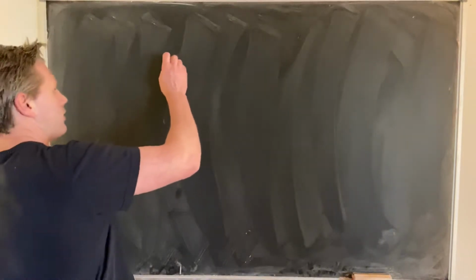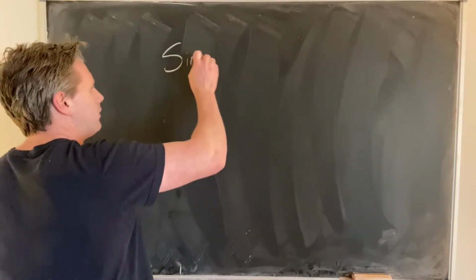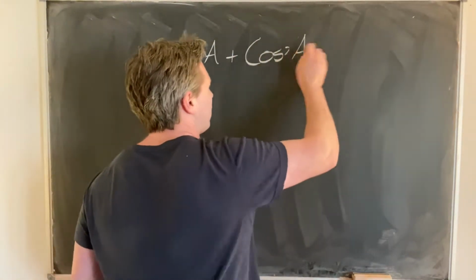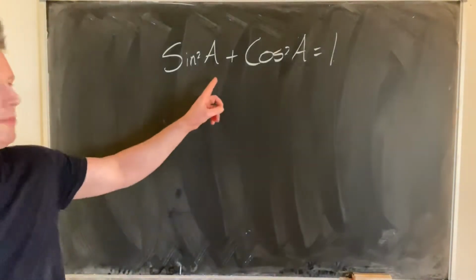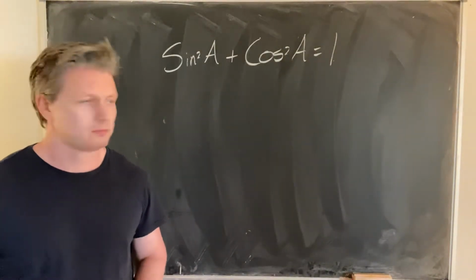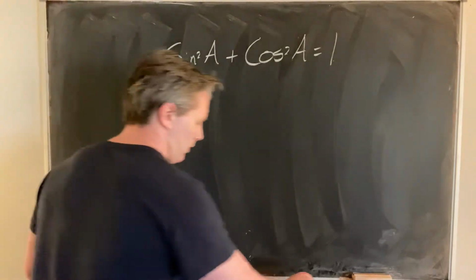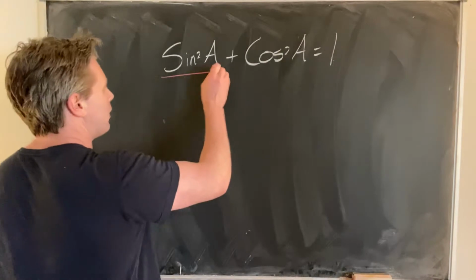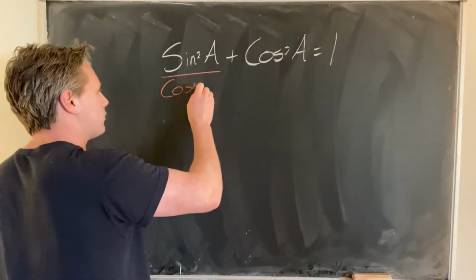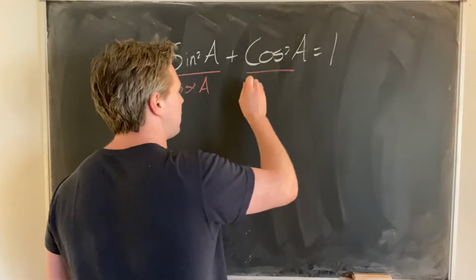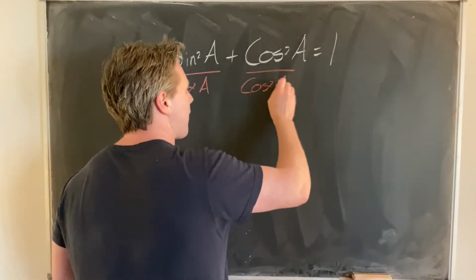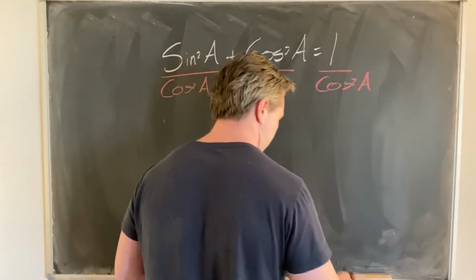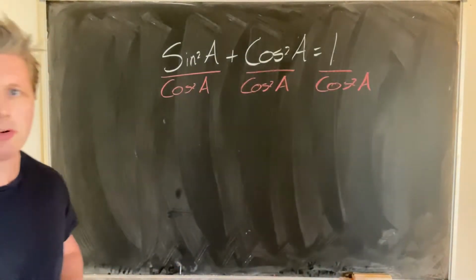So if we start with, again, this expression that we're all now very familiar with. Sine squared a plus cosine squared a is equal to 1. And what I'm going to do is divide both sides of this equation by cosine squared a. So I'm going to divide this by cosine squared a, and this here also by cosine squared a. Right? So I've divided both sides by cosine squared a.